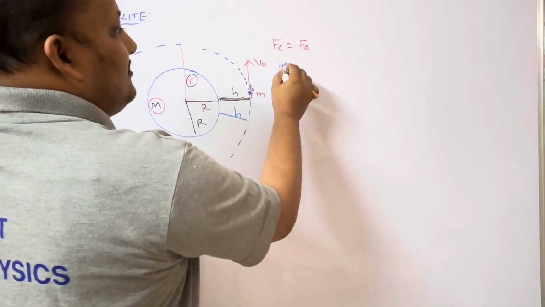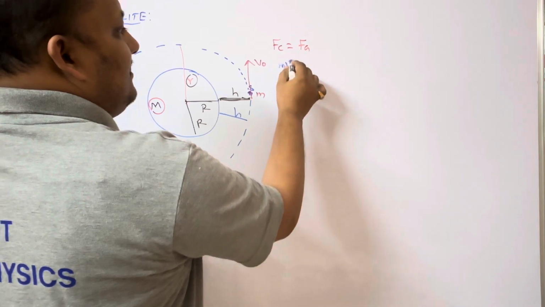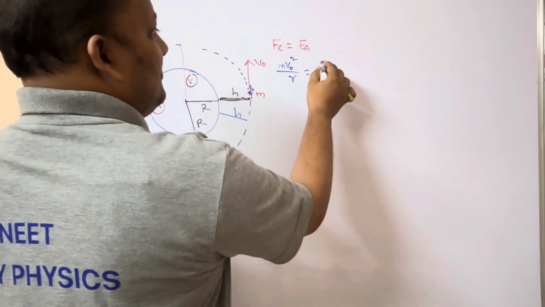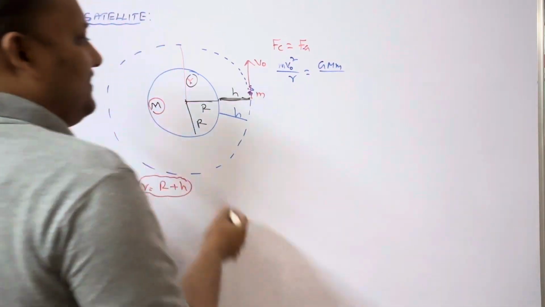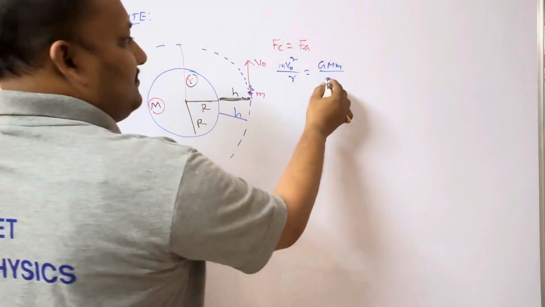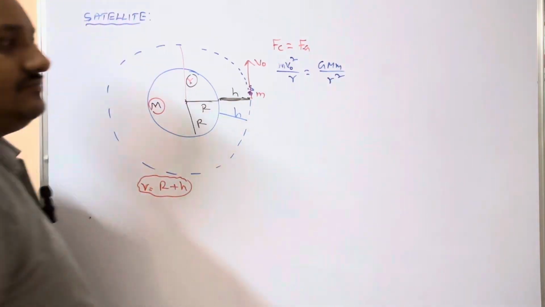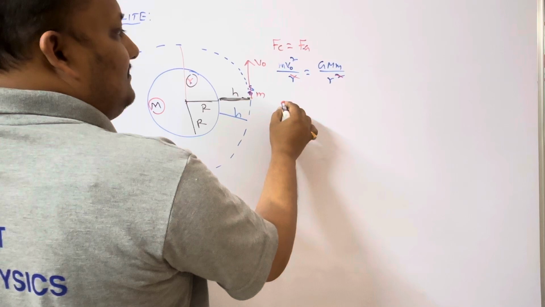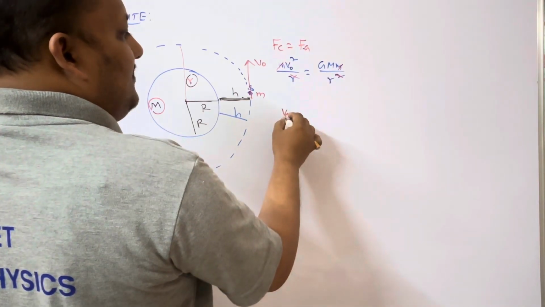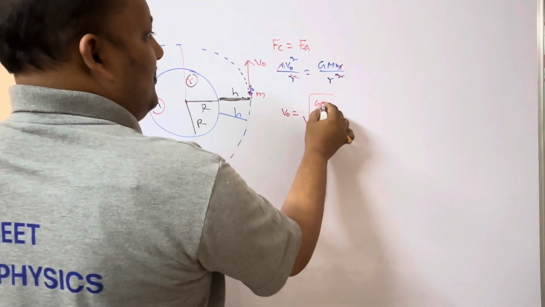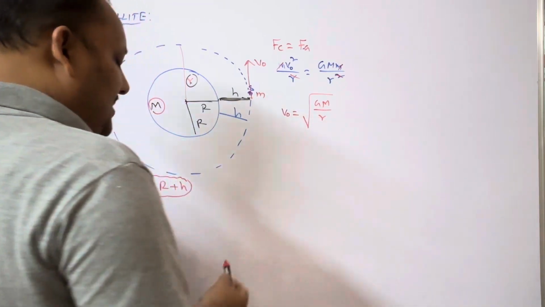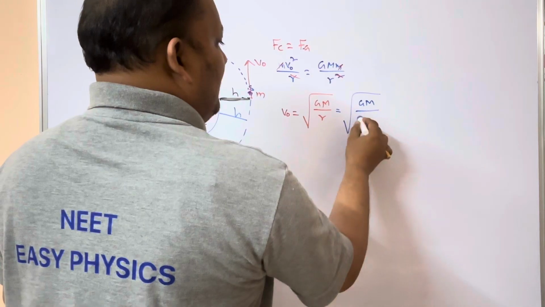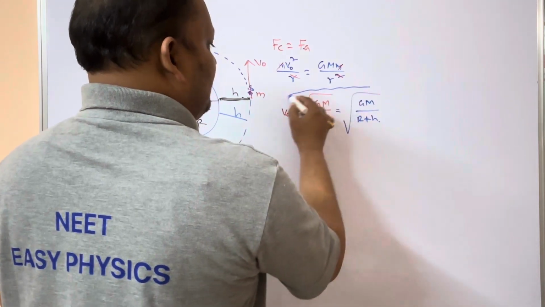The centripetal force equation is m v naught square by small r. The gravitational force is G capital M into small m by r square, the distance between these two. So if m cancels, v naught is equal to root of GM by small r. This one only we are going to write as root of GM by r plus h.